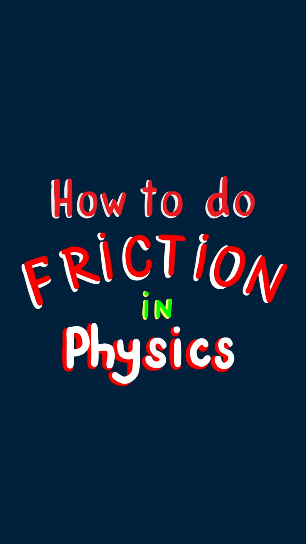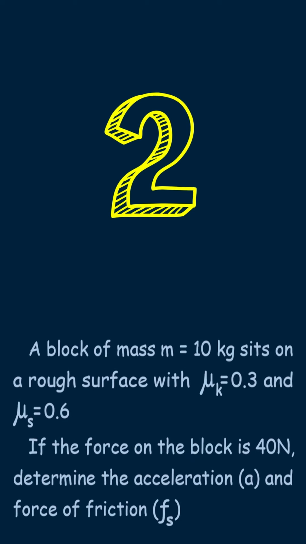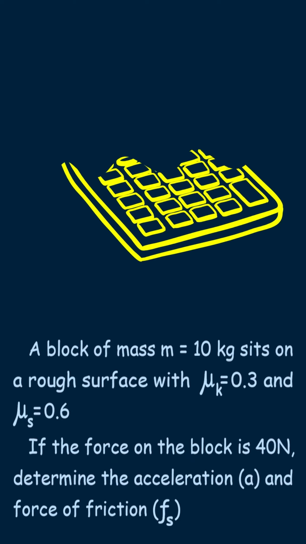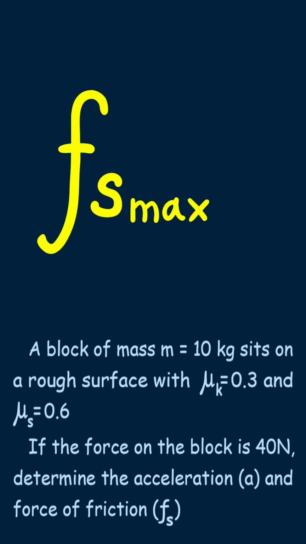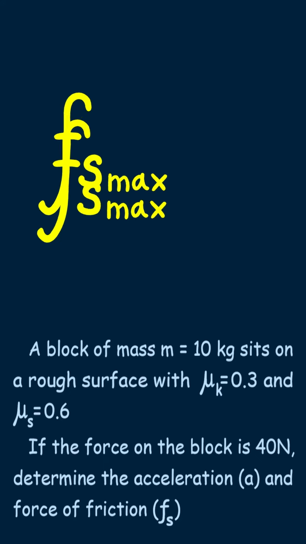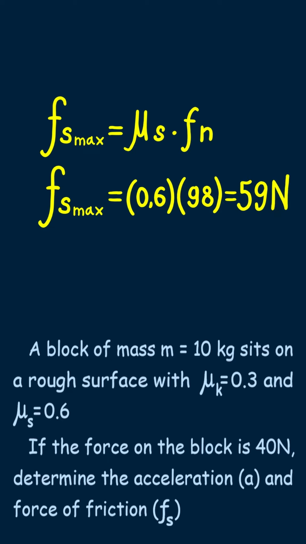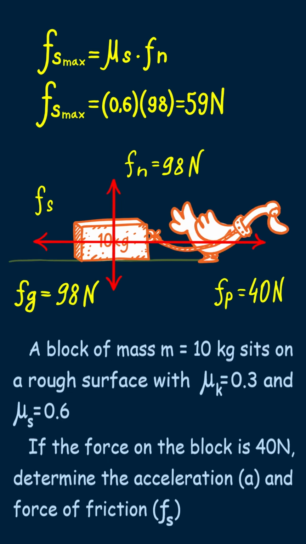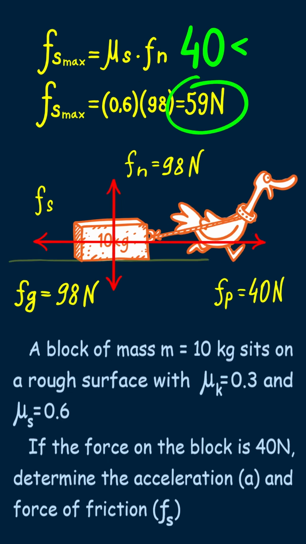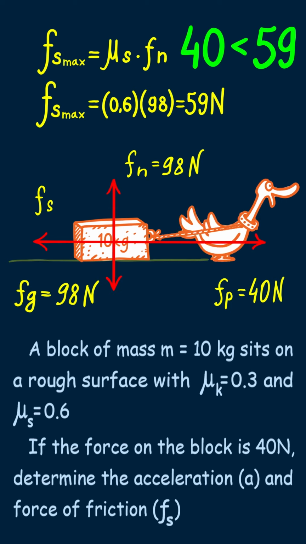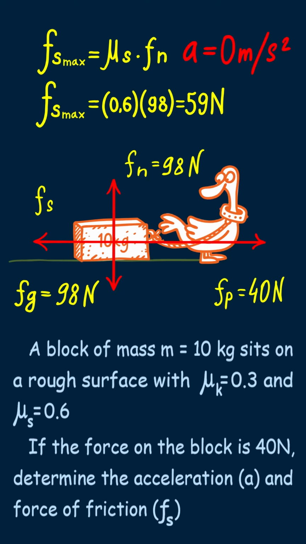Here's how to do friction in physics. The next step you want to do is calculate the maximum static friction, or Fs max. We can determine Fs max by multiplying the coefficient of static friction, μs, by the normal force, Fn, which gives us 59 newtons. Since the 40 newtons being pushed on the block is less than the maximum static friction of 59, this means that the block stays stuck, and so the acceleration is 0.